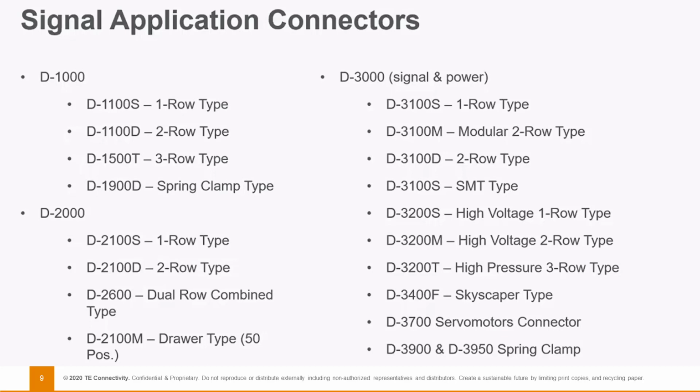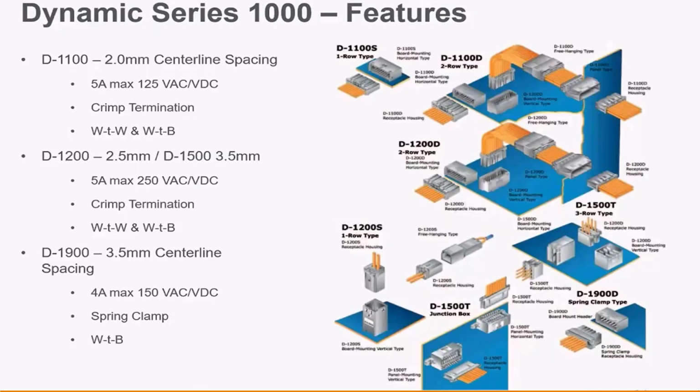Next, the skyscraper type, D3400F, resembles a tower configuration. The D3700 series is designated for servomotors connectors, and the D3900 to D3950 features spring clamps. Now, let's dive into the features of the D1000 dynamic series. First, let's emphasize the wire range, which is crucial information to note, 38 to 18 AWG.